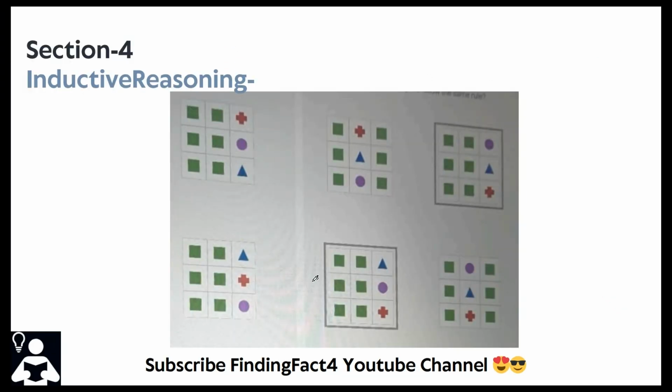Inductive reasoning. Here we need to just find the pattern that is similar to the given question. Here this is the question, and these are the four options, of which we need to find two that are similar to it. So here we get the pattern as squares. Two columns have squares. If you observe these clearly, these options are correct as they have the two columns on their left side.